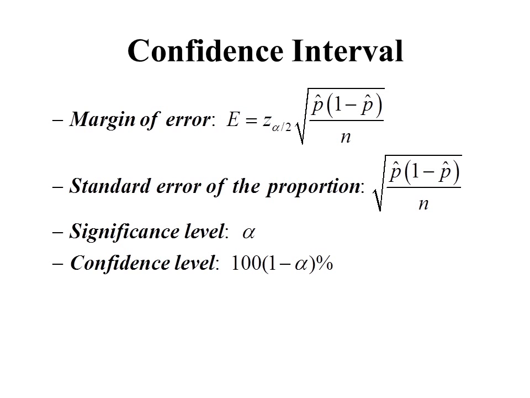Now, some of these individual parts of this definition have some special names. So this term here, z sub alpha divided by 2 times the square root, we're going to denote e, and that's called our margin of error. The square root all by itself is called the standard error of the proportion. The number alpha is called the significance level. And then the number 100 times 1 minus alpha percent is called the confidence level.